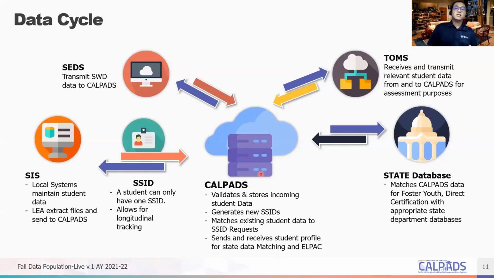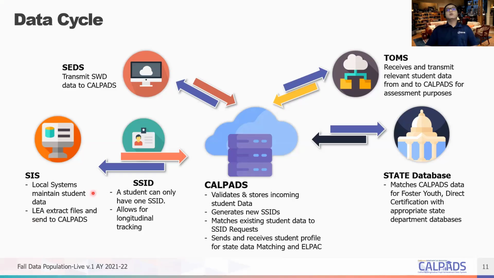Then within CALPADS, as Nate will demo later on, CALPADS will determine if a student has a match within the system, or if the student does not have a match, that would require you to generate a new SSID. Once you generate a new SSID, you can extract that information and send it back to your SIS. The SIS will then pick up the SSID associated with the student in your system. Your SIS will then create the different supporting files for your SINF, your SELA, or your SPRG files.